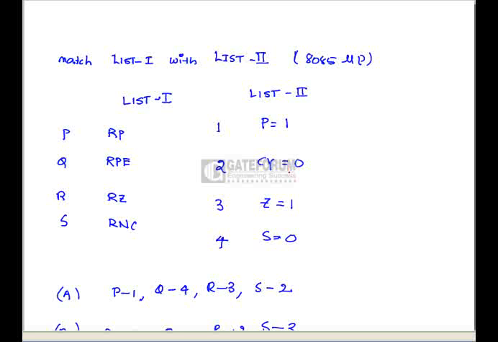Return on positive means if the sign bit is 0, it is going to return, hence P is matched to 4. Return on parity even depends upon the condition, that is the parity bit, so Q is matched to 1. Return on zero checks the zero flag, that is R is 3, and S, return on carry, checks the flag condition of carry, that is 2. So P4, Q1, R3, S2, hence option C is correct.